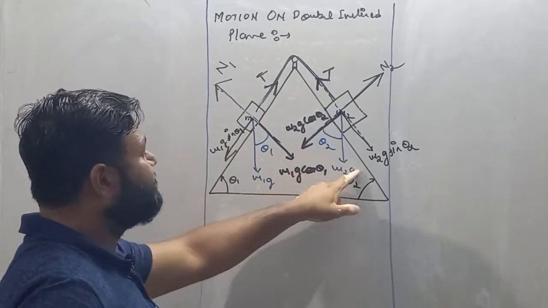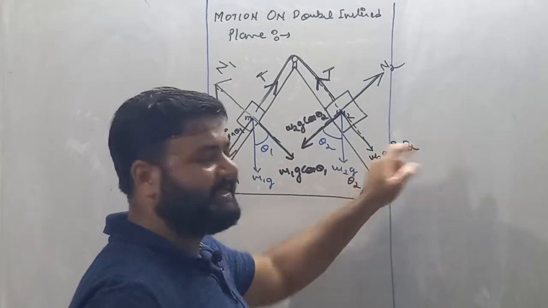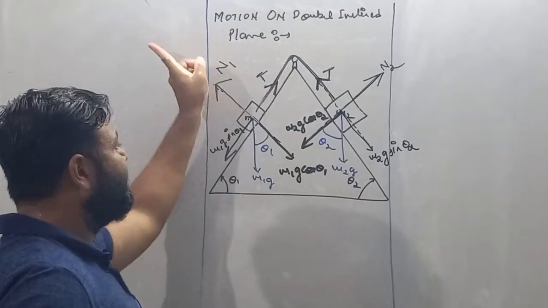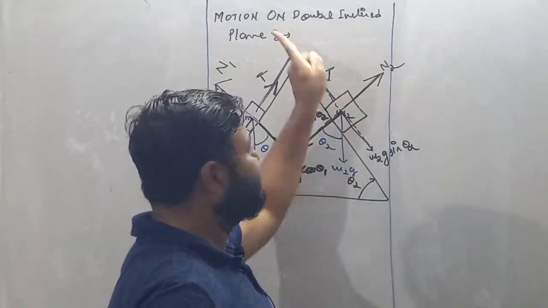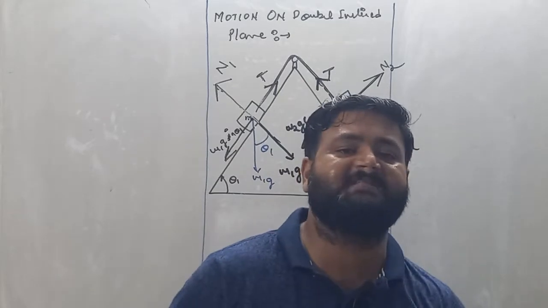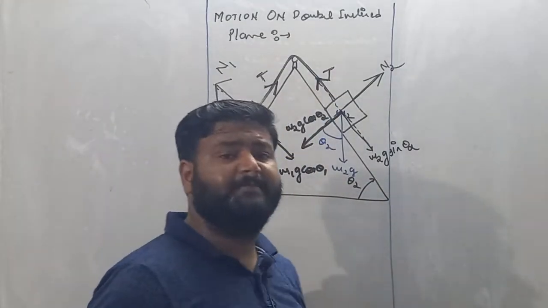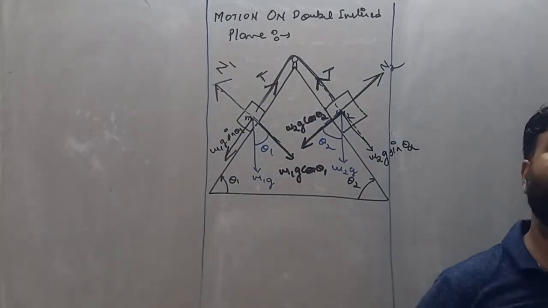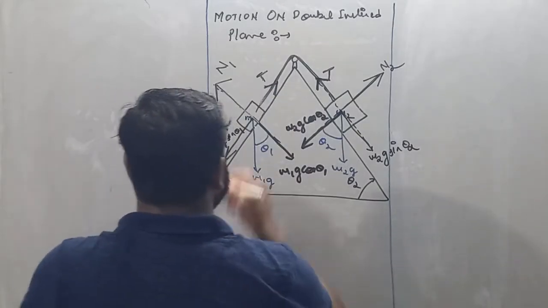M1g, m2g, its components m2g cos theta 2, m2g sin theta 2, m1g cos theta 1, m1g sin theta 1, along this direction N1, along this direction N2, and tension, because a single rope is there, or we can say a single string is there. So if the string is single, then tension at each point remains the same, or we can say tension at each point remains constant.